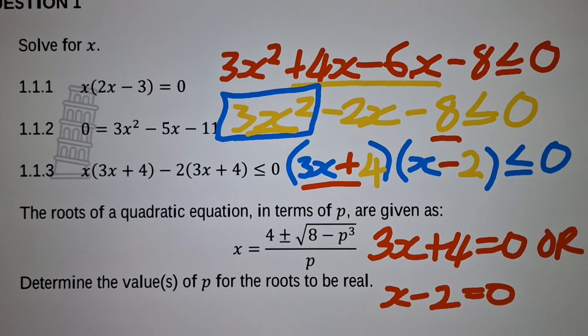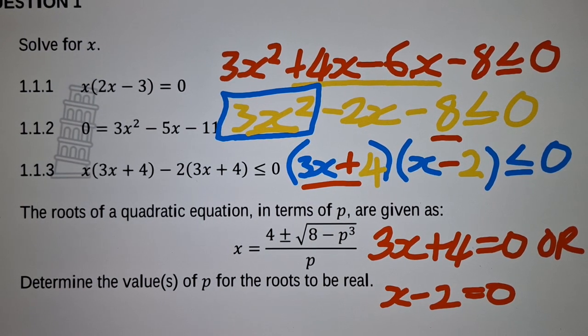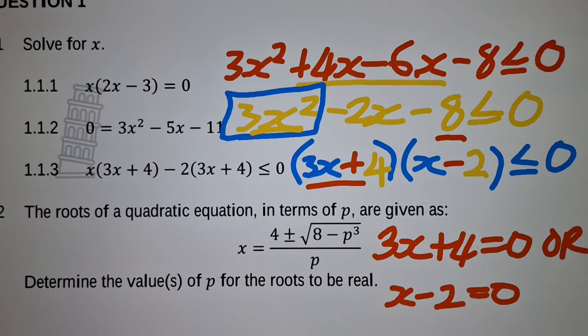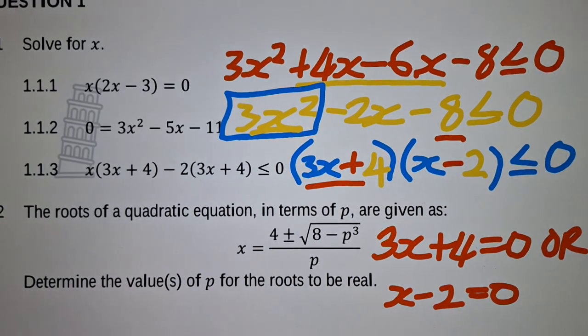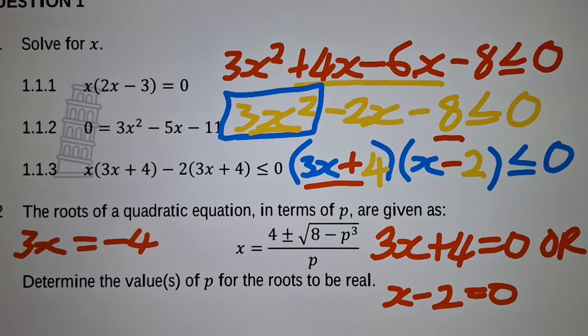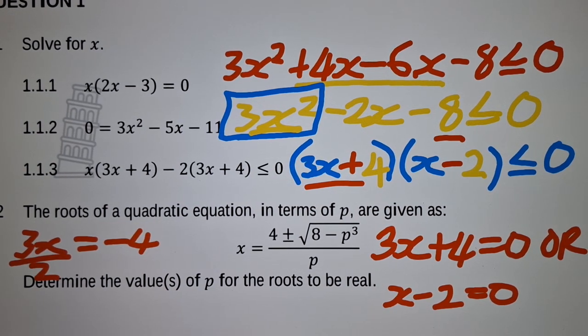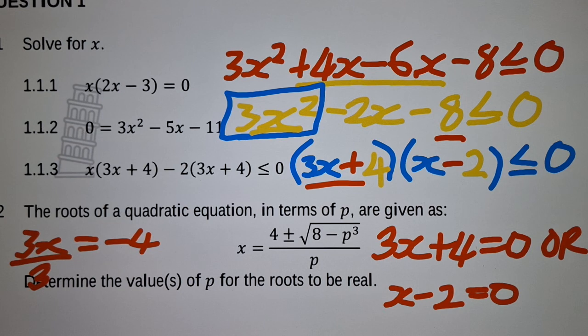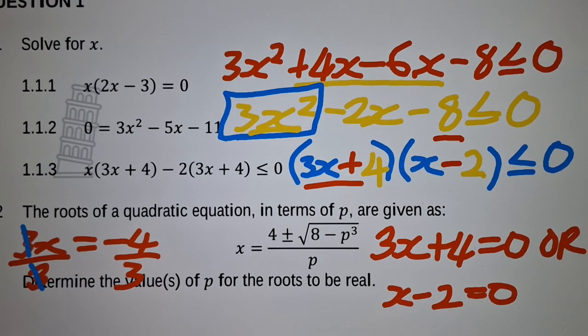Then for x, let me write it down here. For the first one, 3x plus 4 equals 0. We write 3x, then you take the 4 to the other side and it becomes negative 4. Then you divide by 3 on both sides so that you are left with x on one side. 3 cancels 3, and we are left with x. Then x is equal to negative 4 over 3.